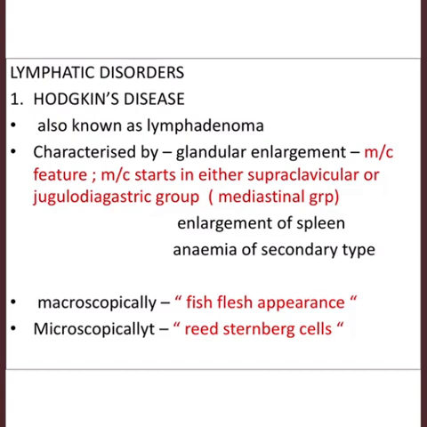Macroscopically, there is a fish flesh appearance. Microscopically, Reed-Sternberg cells are seen. Just to remember, the microscopic cells in Hodgkin's are Reed-Sternberg cells, and macroscopically, fish flesh. Wherever lymph nodes are seen, they get edematous and enlarged. The most common site of lymph nodes, where the whole body's lymph drains, is the supraclavicular region. So this is the most important group which has to be involved.